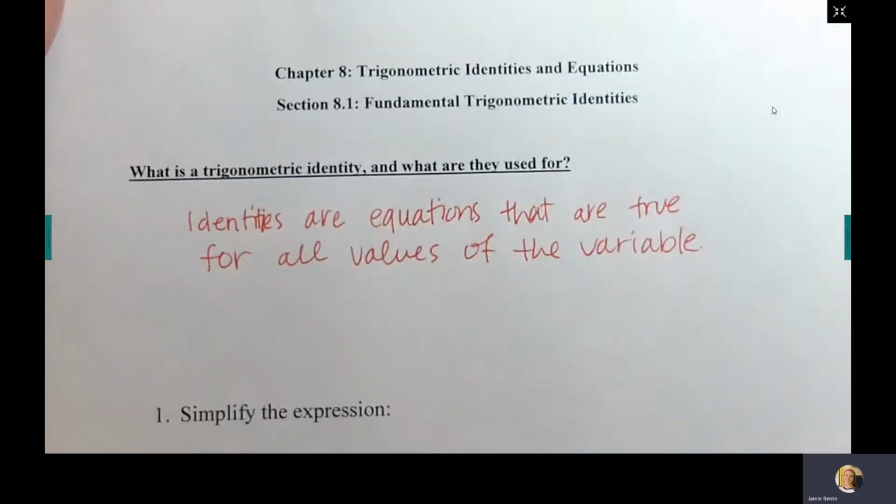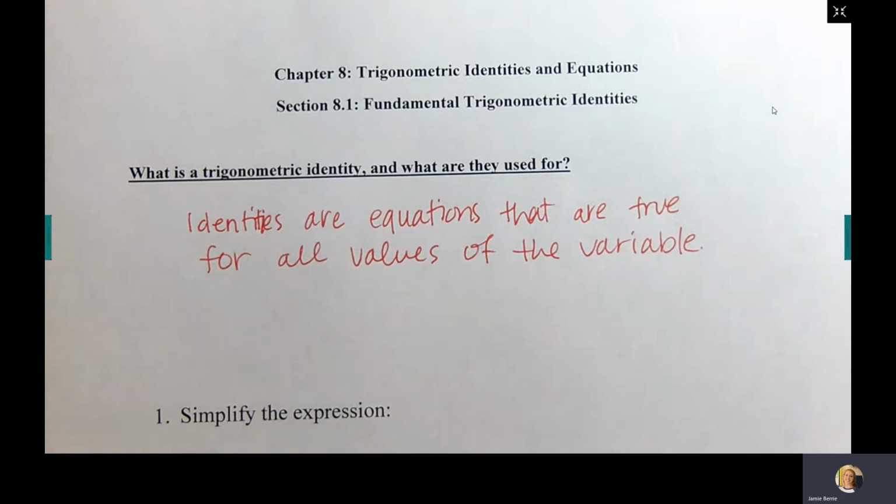Sorry, let's see if we can get this back in focus. There we go. All right, so identities are equations that are true for all values of the variable. So no matter what you plug in for x or theta or beta, whatever the variable is in that equation, that equation will remain true.